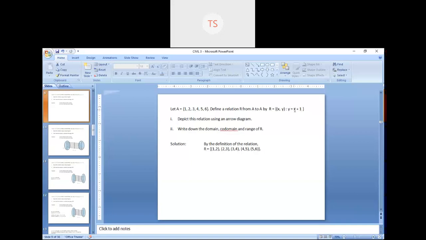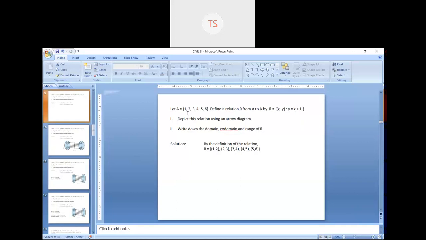Now what is x? For x I can choose any number from this set. Suppose I have taken x equals 1. So in place of x I have taken 1. So 1 plus 1 is equal to 2. So whenever I choose 1 in place of x, my y will be 2.